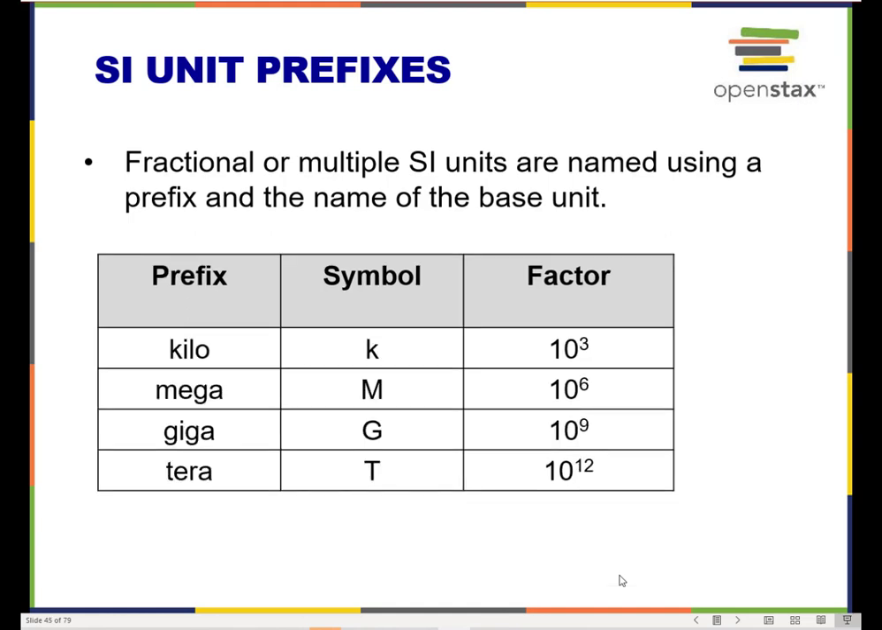There's another set of prefixes that makes units get bigger. So kilo in kilogram means a kilo is 1,000. It's a factor of 10 to the third, which is 1,000. So if I have a kilogram, that's 1,000 grams. The mega prefix is 10 to the 6th, a million. So a megagram is a million grams. Giga is 10 to the 9th. Tera is 10 to the 12th.